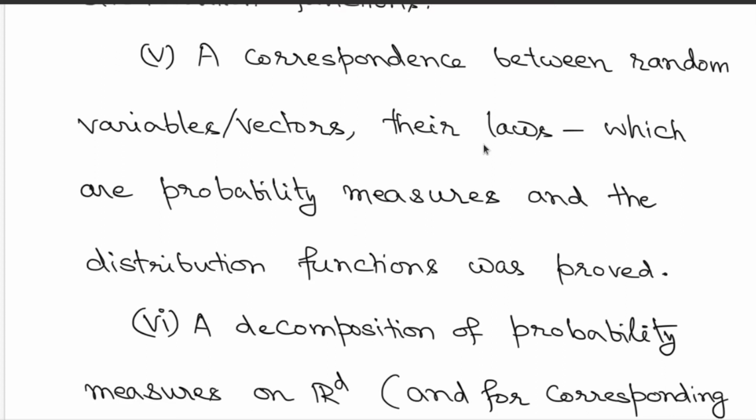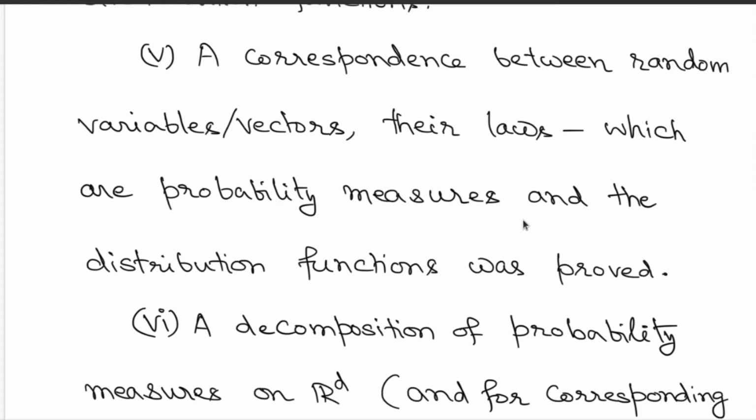However, along the way, what we have finally managed to show was that there is a correspondence between random variables or vectors, their laws, which are probability measures on the appropriate dimensional Euclidean spaces, and distribution functions. So we had defined distribution functions independent of the connection with random variables or probability measures, but at the end we had shown that any distribution function is essentially a distribution function of a random variable or a random vector, or it can be thought of as a distribution function of a probability measure.